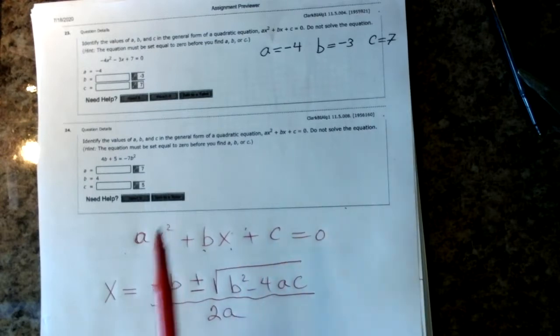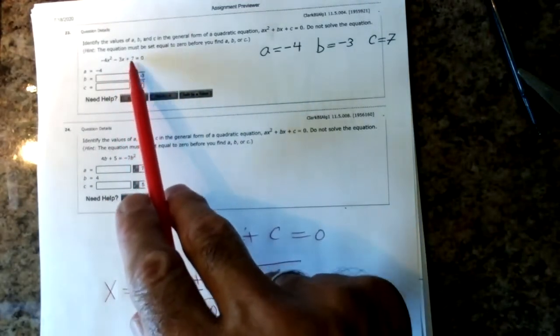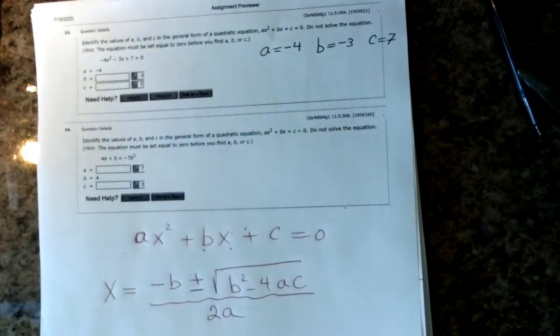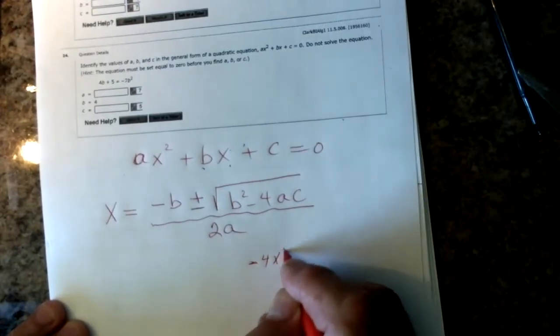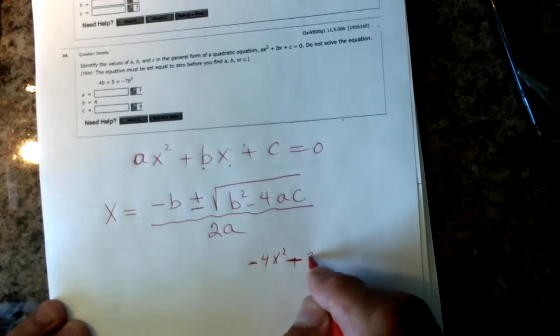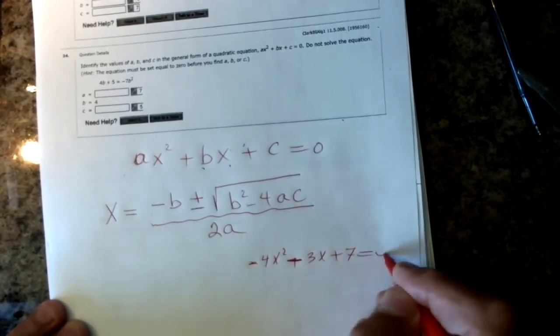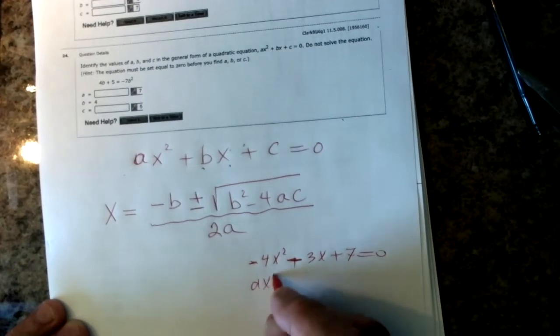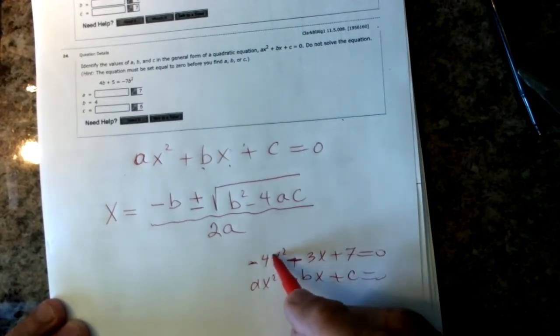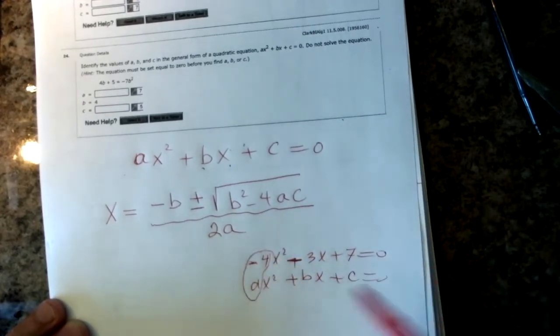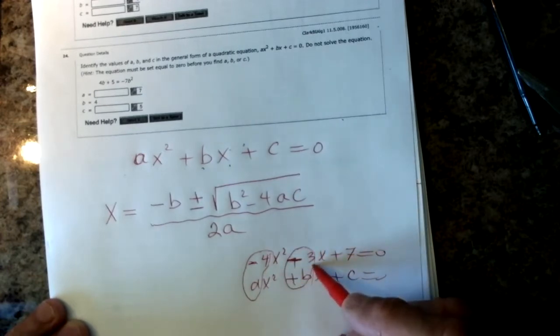So here, like I have -4x² - 3x + 7. If I write that here, -4x² - 3x + 7, and right under that I write ax² + bx + c = 0. What is the value of a? Negative 4. What is the value of b? Negative 3. See, b is negative 3. And what's the value of c? 7. That's what you have here.